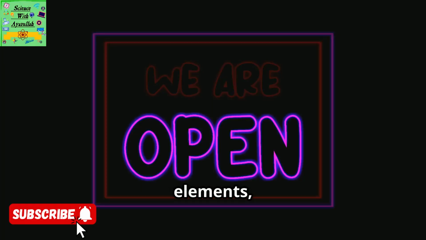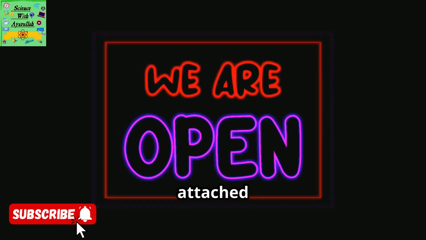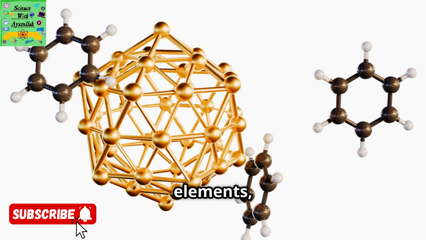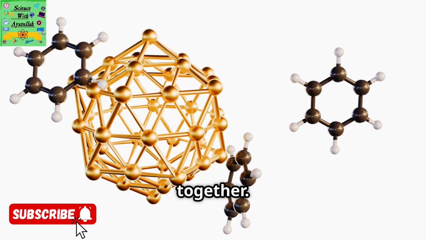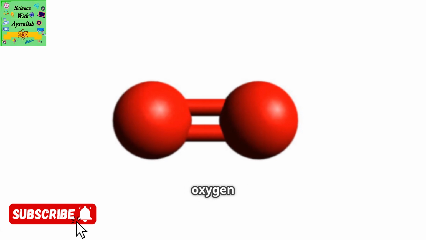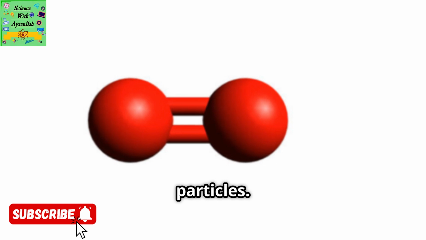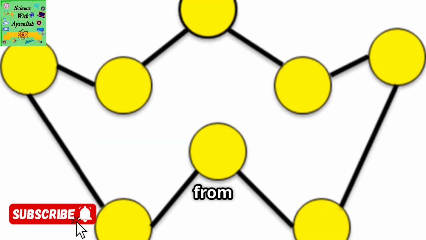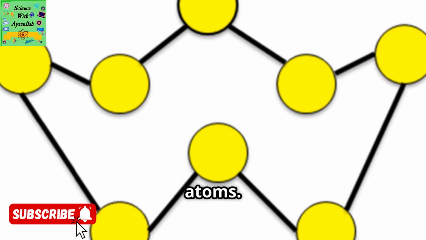In 6 of the elements, such as neon, which is a gas, atoms move around freely, not attached to one another. But in most elements, such as gold and other metals, atoms are packed closely together. In a small number of elements, such as oxygen and sulfur, atoms join together to form small particles. An oxygen particle is made from 2 oxygen atoms. A sulfur particle is made from 8 sulfur atoms.